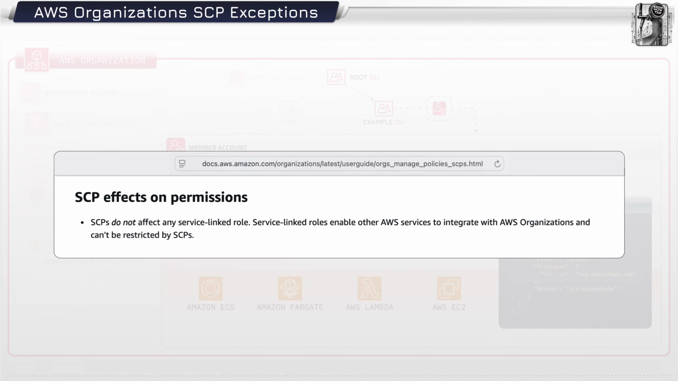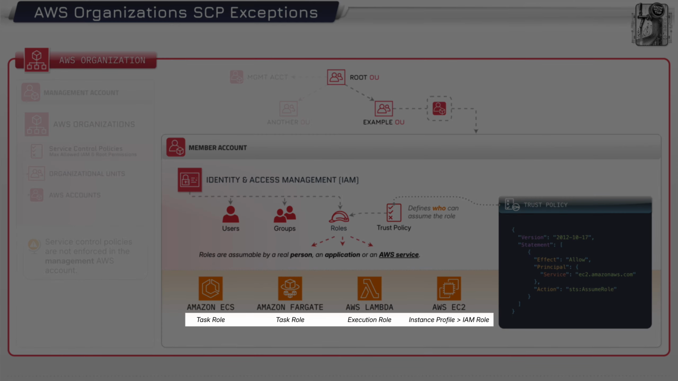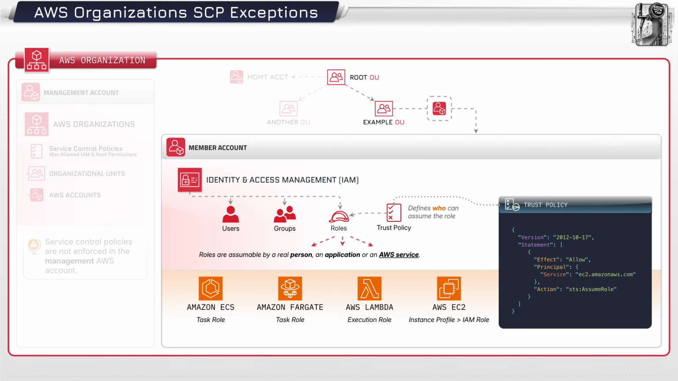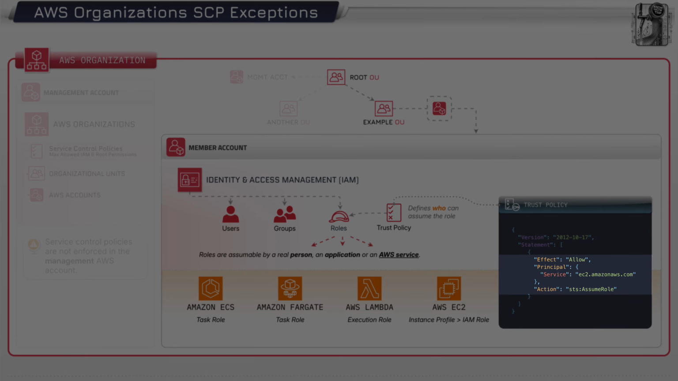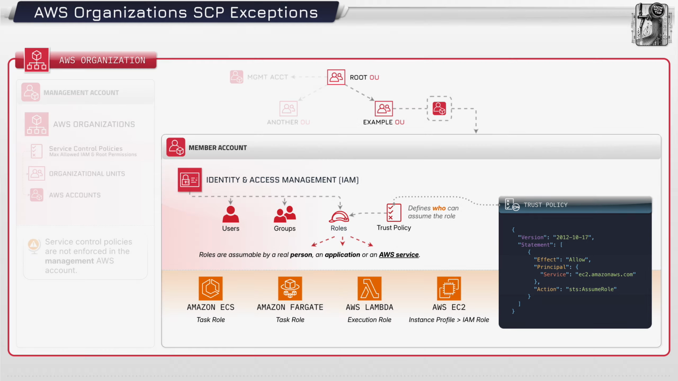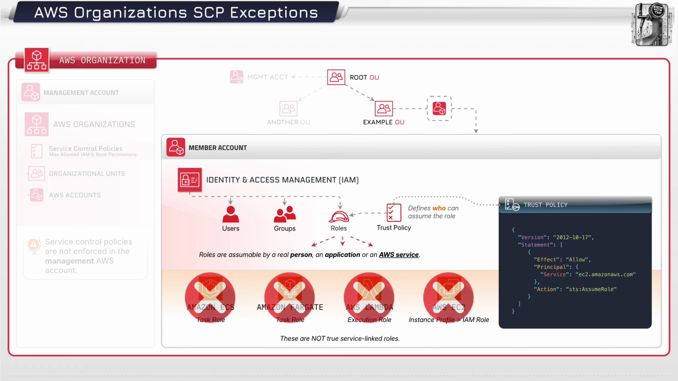Because of that, it's easy to assume that a task role, an execution role, or an IAM instance profile must be a service-linked role, since that role is being assumed by an AWS service on behalf of a container or an instance. But that assumption is wrong. These are not service-linked roles.